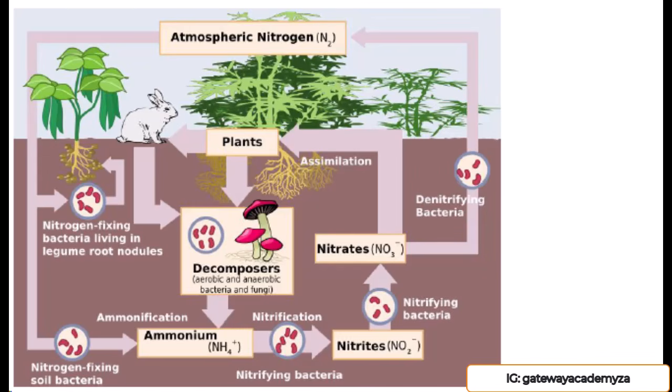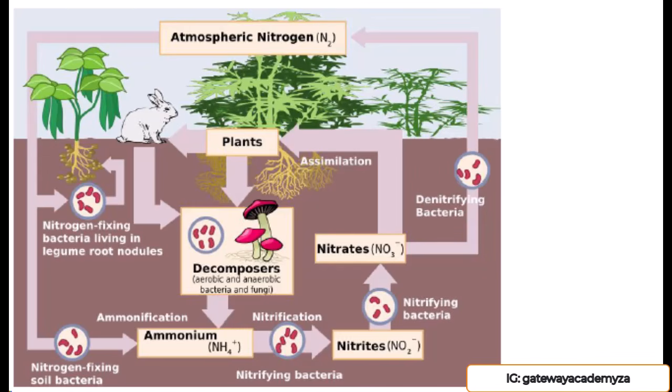Animals then get their nitrogen by eating the plants or by eating other animals that ate plants. That's ingestion. Got it. And then when things die? Back to the decomposers. When plants and animals die or produce waste, decomposition occurs. Bacteria and fungi break down the organic matter. This process includes ammonification, where nitrogen is converted back into ammonia. Then other bacteria carry out nitrification, converting ammonia into nitrites and then into nitrates, which plants can readily use again.